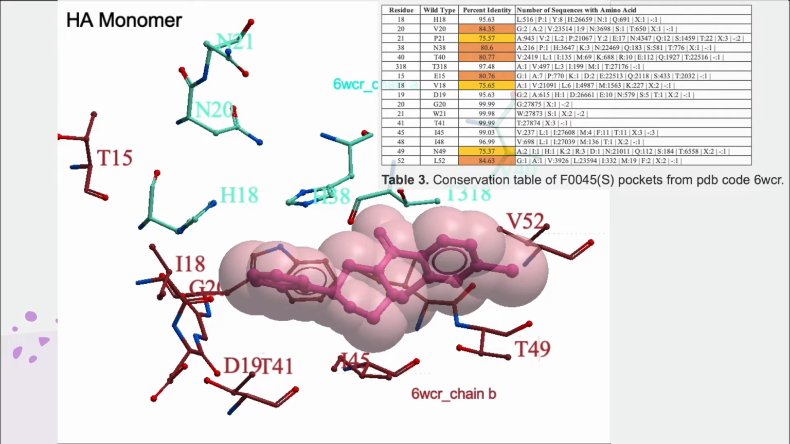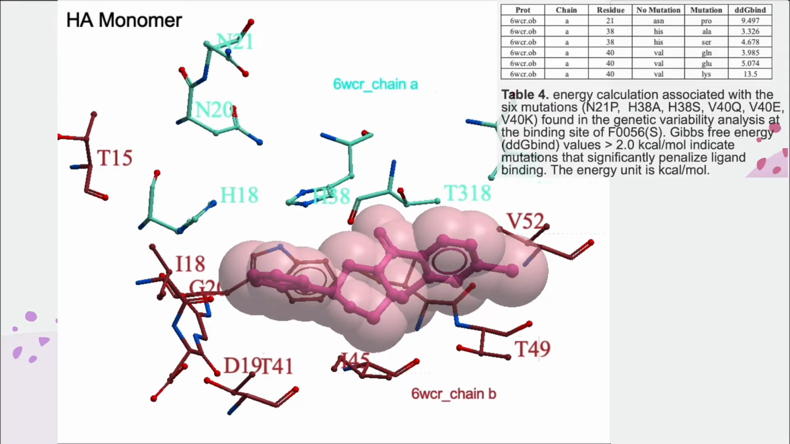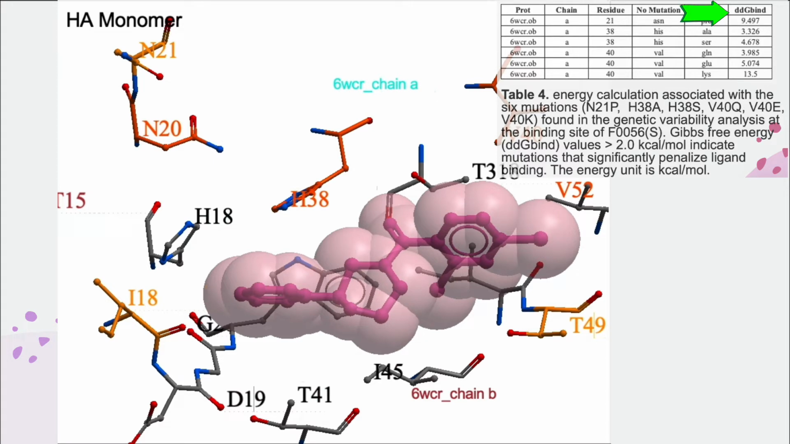As shown in Table 4, the energy calculation is associated with fixed mutations found in genetic variability analysis at the binding site of F0045. Gibbs free energy or DDG bind values greater than 2 kcal per mole indicate mutations that significantly penalize ligand binding, and the energy unit is kcal per mole. And here, the change of the binding energy is significant, which may play some roles in ligand binding. For example, it is quite different when binding with histidine, alanine, and serine at position 38, the site of glycosylation.